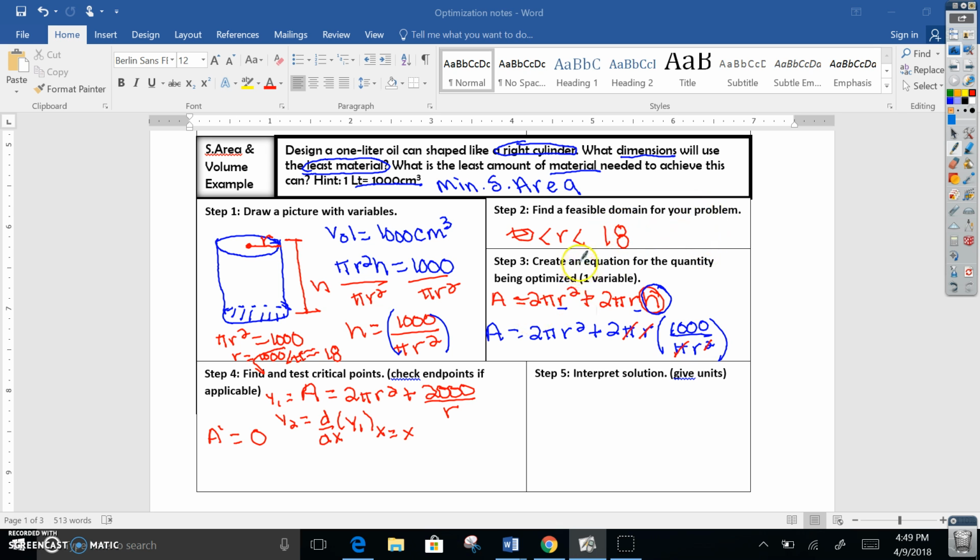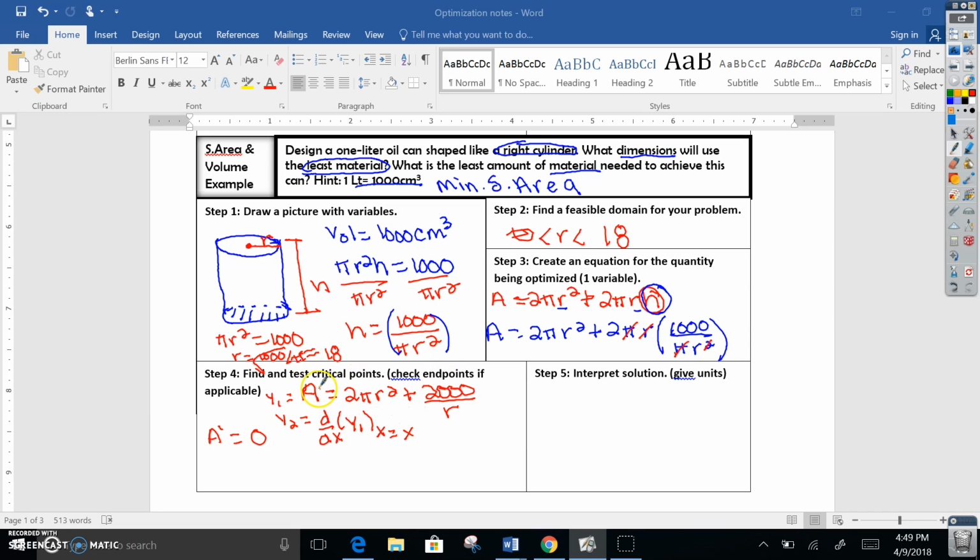So that means my answer is between 0 and 18. Again, that comes from either making r 0 or making r so big that h becomes 0, which in this case would make it a flat circle. So that would mean that pi r squared has to equal 1,000. Solving for r gives us the square root of 1,000 divided by pi, and that is about 18.